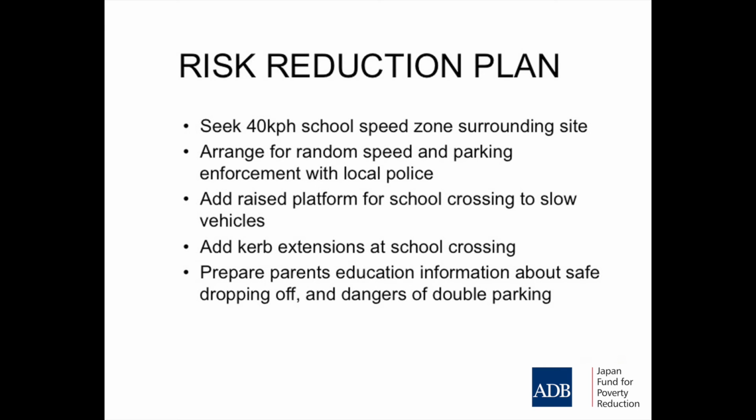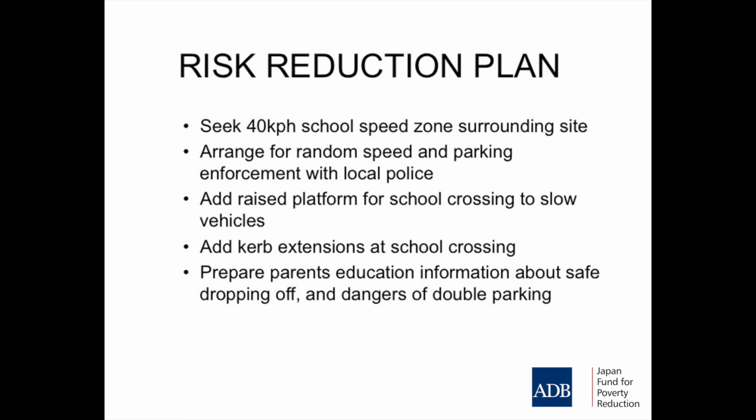Firstly, whoever is the authority, you say, we want a 40k zone surrounding that crossing. We've got to slow down the traffic, and one of the ways might be a 40k zone. How else might we slow the traffic? We might arrange for police to do a little bit of random enforcement of speeding and also parking at the same time. They're both problems. They probably won't have to do very much. If police are there for just a couple of days, people will get the message.